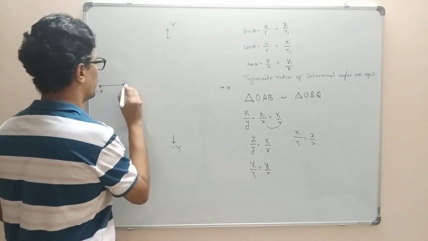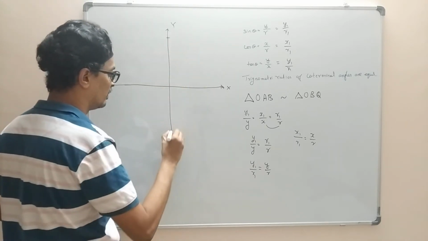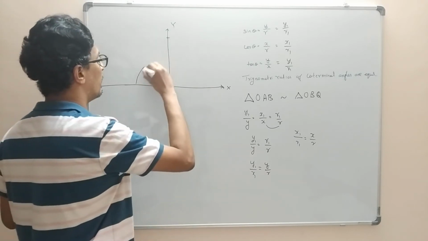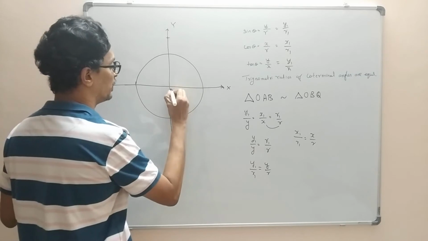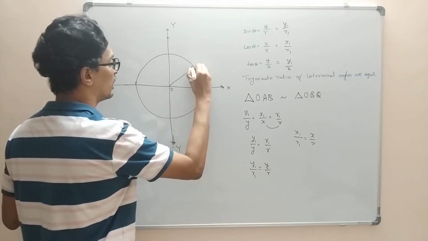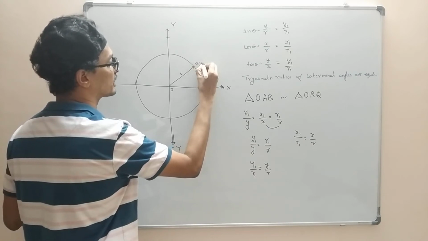Okay, so when I use a unit circle, what is the advantage of the unit circle? My r is going to become 1. Am I right? This is O, so my r is going to become 1. Then I will take only this point P of x comma y.